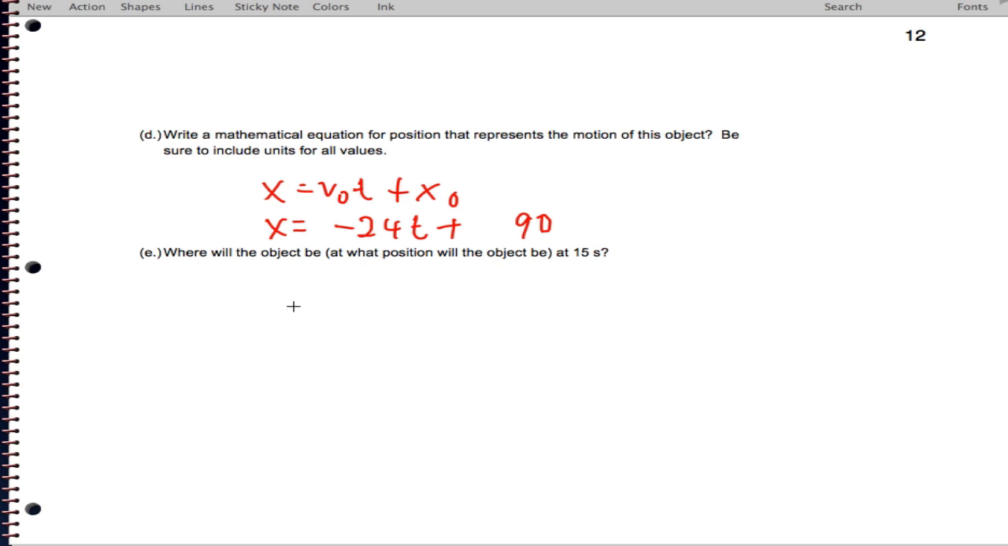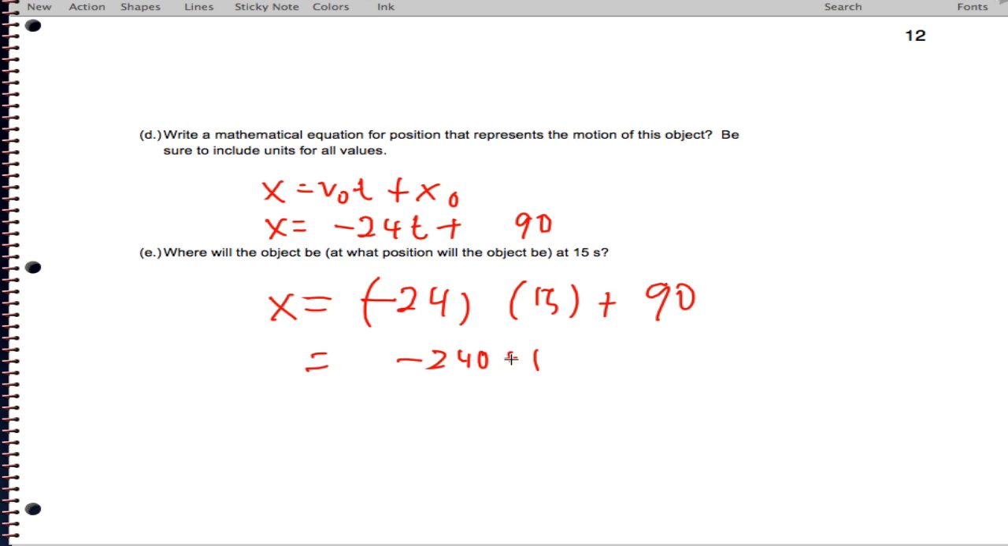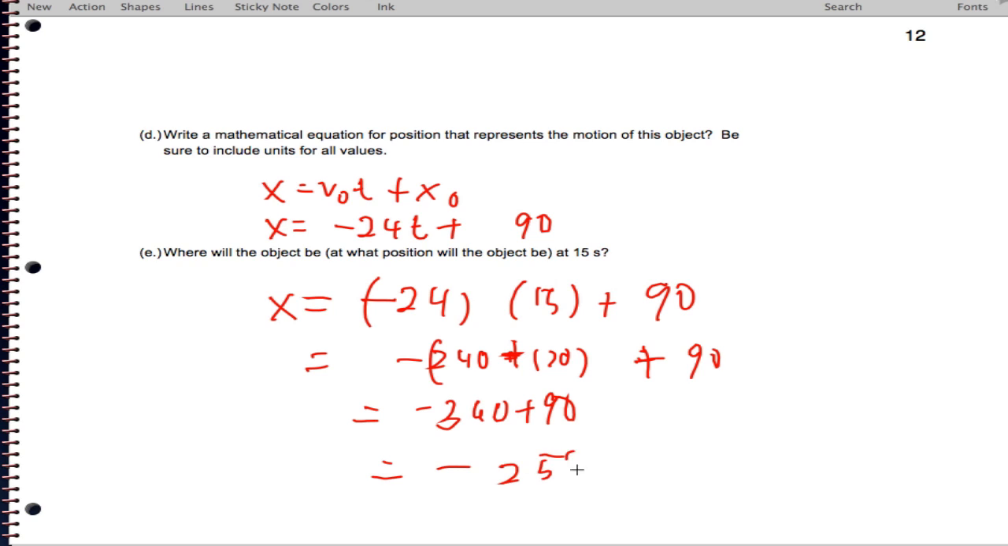So we want to know where the thing will be in 15 seconds. Use the same logic as the last test. Negative 24 times 15 plus 90. And we go ahead and calculate that. So that'll be negative 240 plus 120. I'm doing a little math here in my head, so you're just going to have to bear with me. So that's going to be negative 360 plus 90, so that'll be negative 270 meters if I did my math right. Okay? So that's what I get.